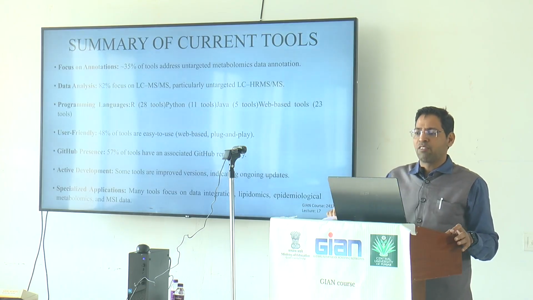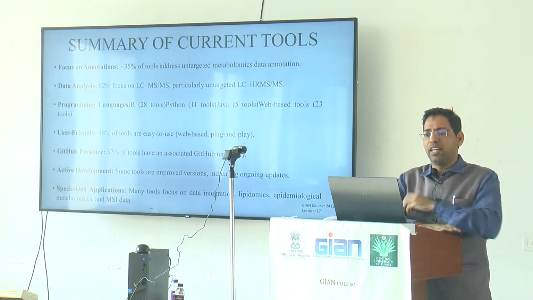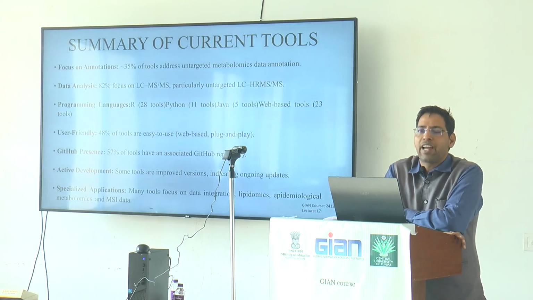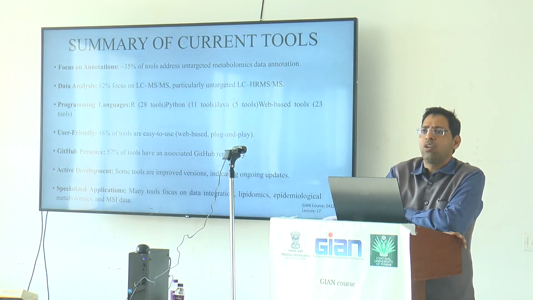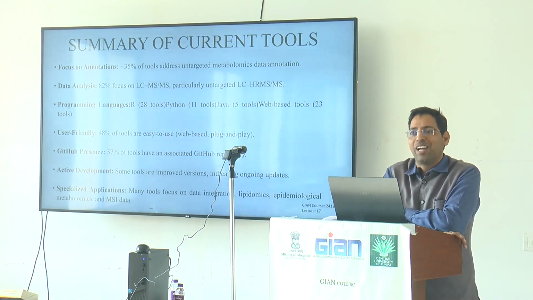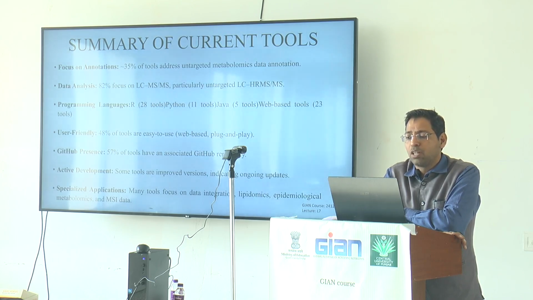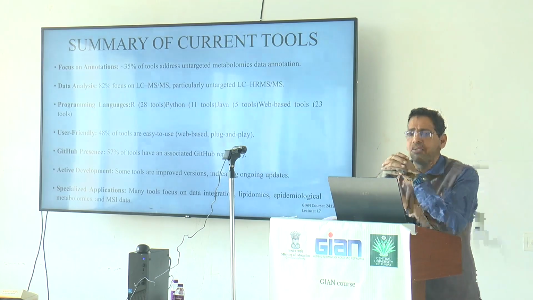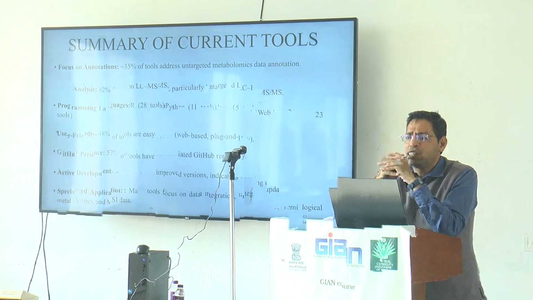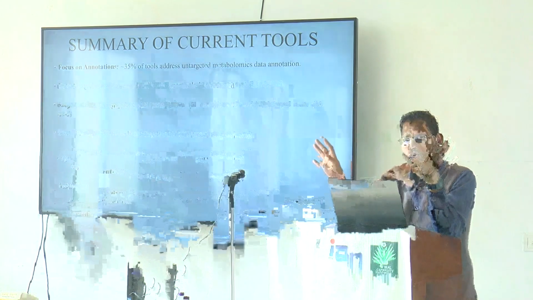So this is the summary of our work here. Current tools basically focus on annotations, and whatever tools are available cover only 35% of the total annotation. Data analysis, we can go up to 82%. Programming languages: there are only 28 tools using Python, 11 tools using Java, 5 tools web-based, and 3 tools using other languages. These are the different programming languages used here. User friendly, around 50% are friendly.